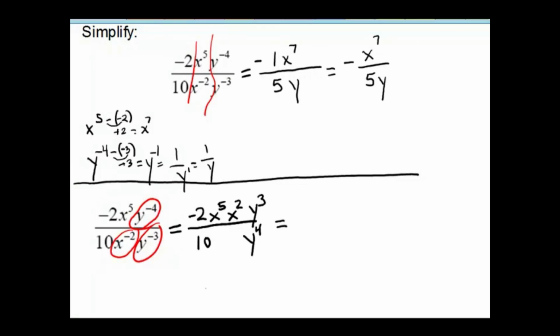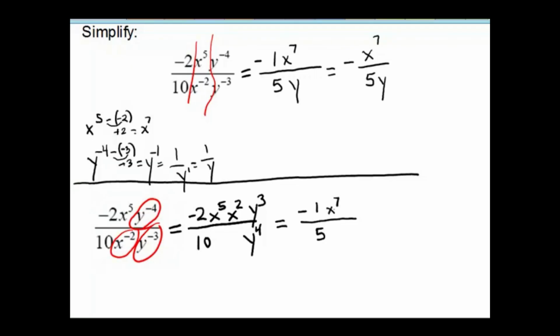And now we'll work with what we have. We have numbers, we have x's, we have y's. So first of all, for the numbers, we'll reduce. We only have one negative. That's odd, so it's going to be negative. We have a common factor of 2. So divide by 2. 2 into 2 goes one time. 2 into 10 will go 5. For the x's, they're side by side, so keep the base and add.